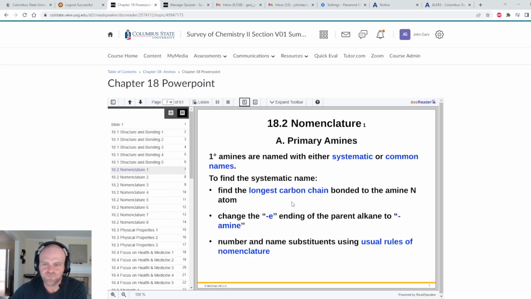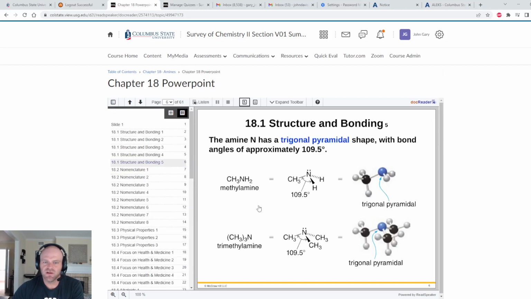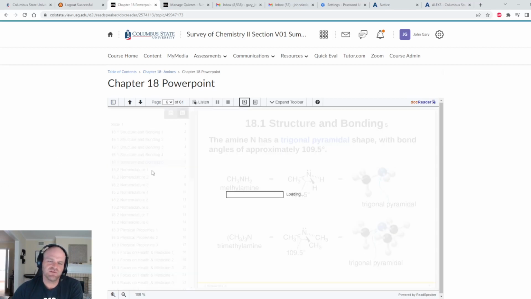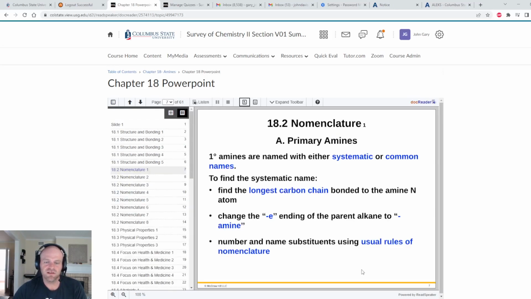All right, and then here's the nomenclature. So you just remove the E and add amine on the end. As we saw in this last section, it's a methyl group attached to an amine, so you remove the ending and call it methylamine. Trimethylamine means that all three methyls are attached to the amine. You'll see some different examples of that, and your ALEKS goes into questions about those particular things.